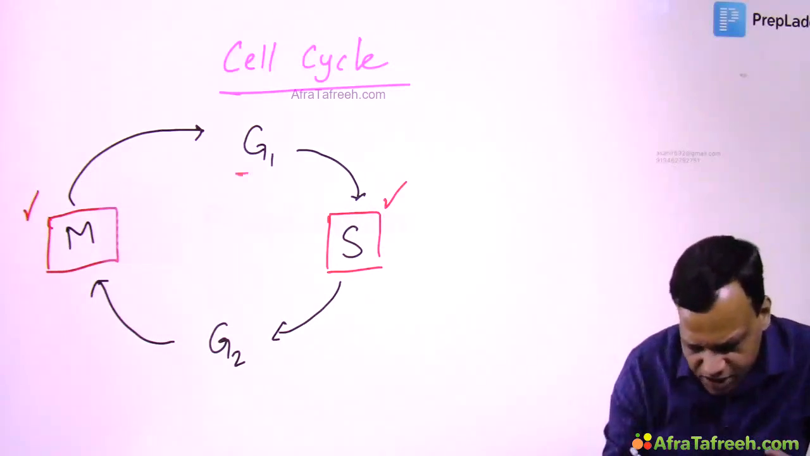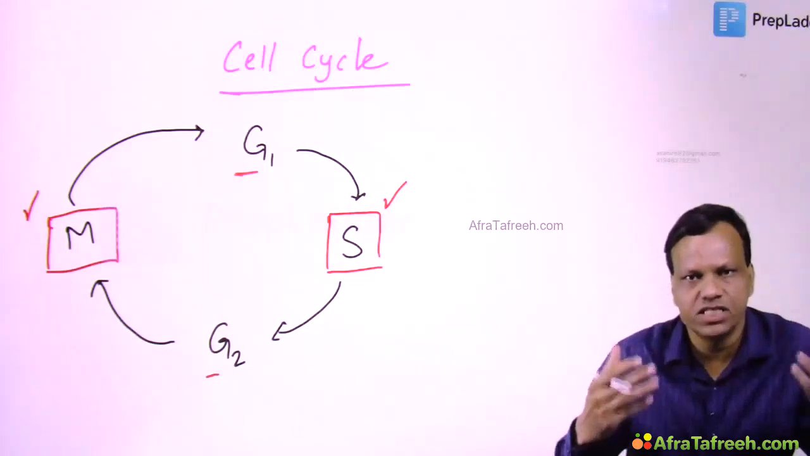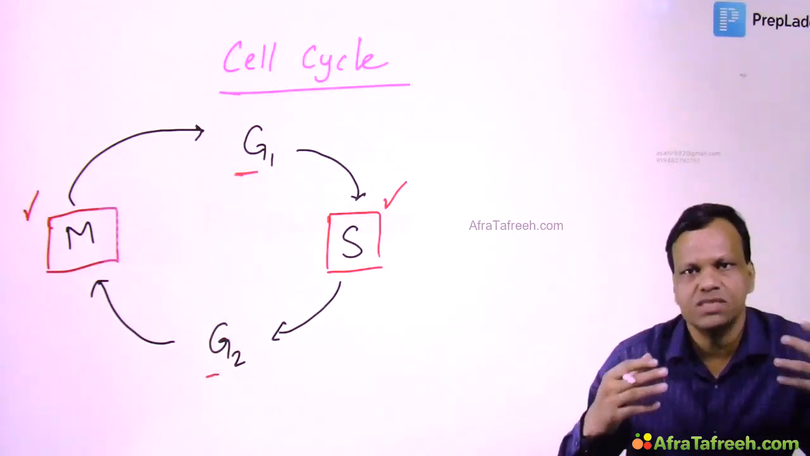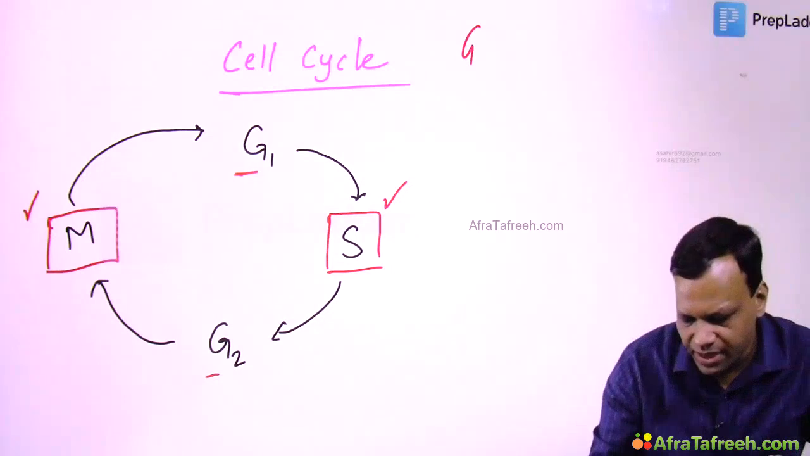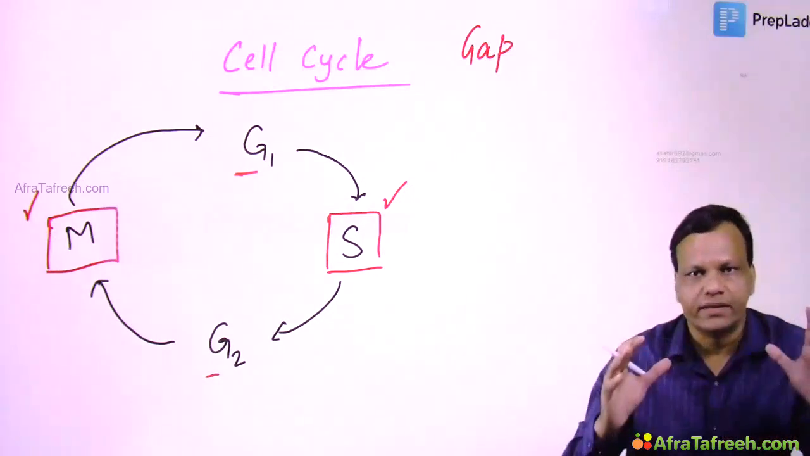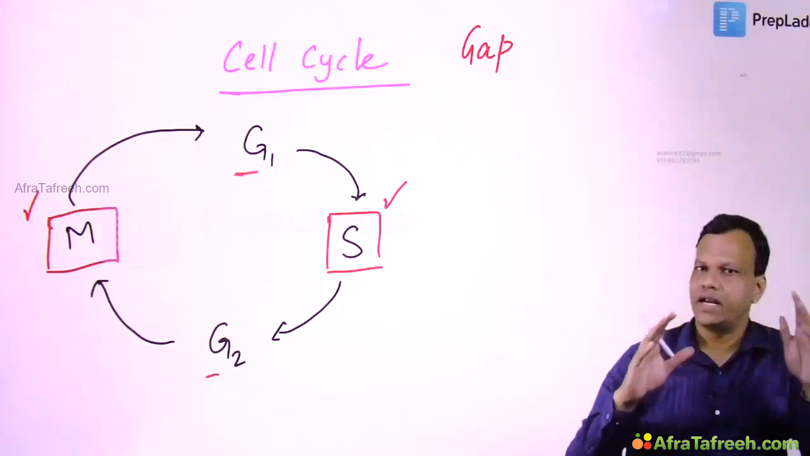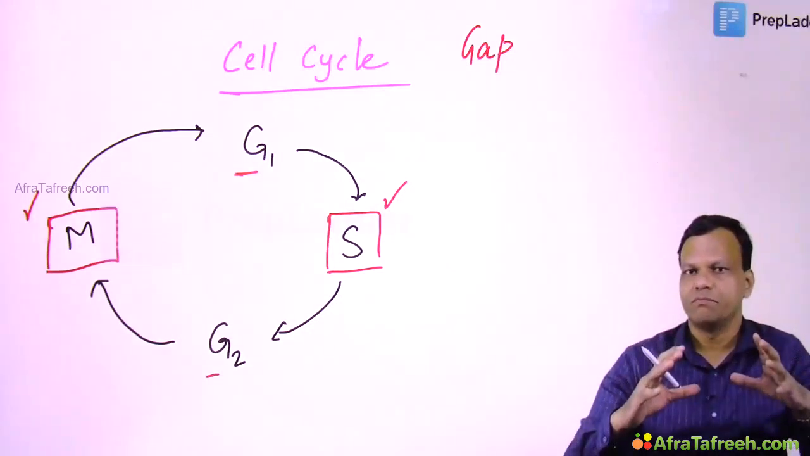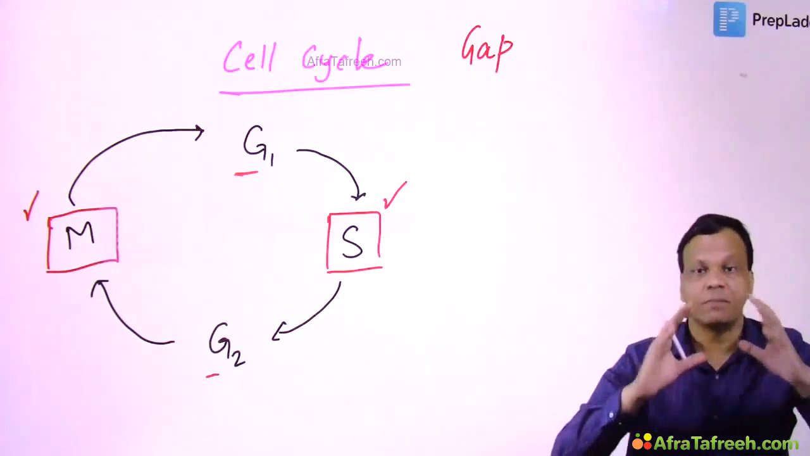Then what is the meaning of G? G means G1, G2. What is G? No, it is not growth. G means gap. So this is a gap given to DNA. That means in these phases neither DNA doubles nor becomes half. But the cell is not stationary. Cell is preparing for division.